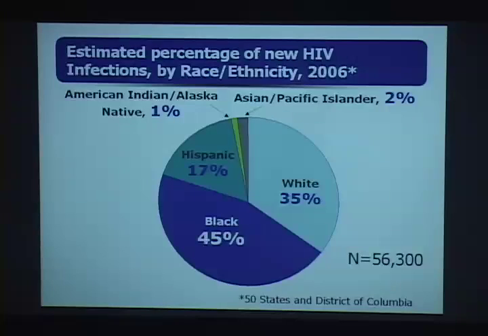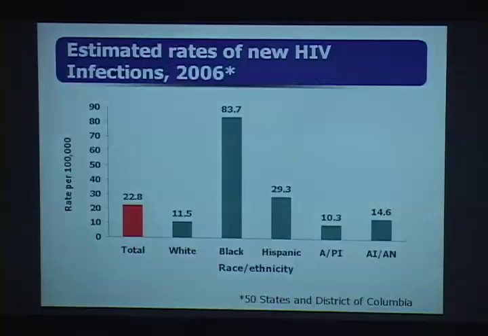Now, as I'm sure all of you know, Hispanics account for about 15% of the US population, so we do see a disproportionate disease burden in that ethnic group. And African Americans account for about 12% of the US population, so here we see a huge and severe and disproportionate burden of disease occurring among blacks in the United States.